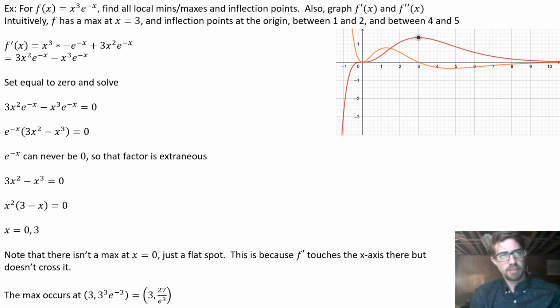So it's 3 cubed times e to the negative 3, which is some number. You can simplify that to just 27 over e cubed. So your eyes tell you that the max is at 3. Your calculator could tell you that the max was at 3 comma some decimal, whatever this decimal is. You need to do the math to tell me exactly what that number is.